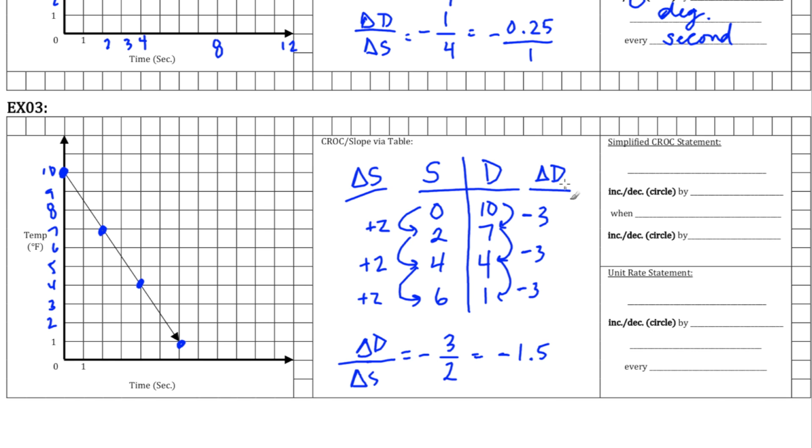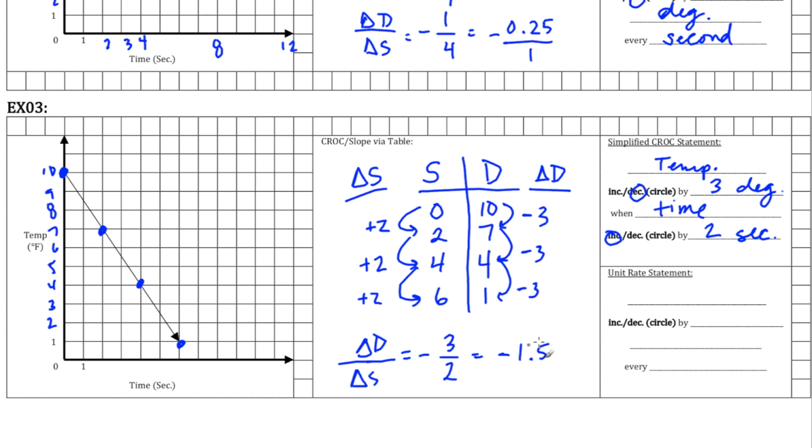All right, so the temperature, remember this is temperature, decreases by 3 degrees when the time increases by 2 seconds.